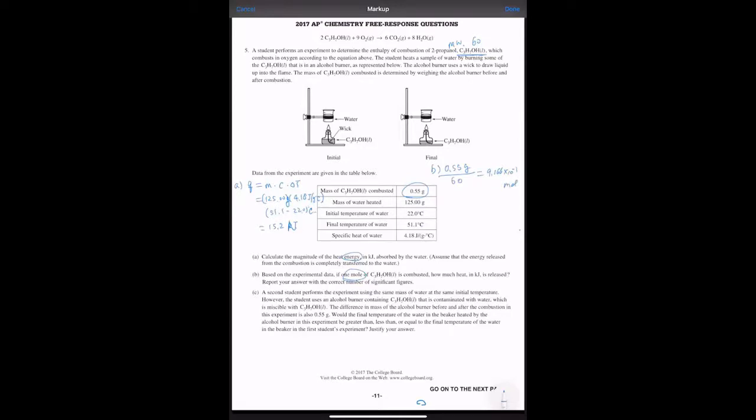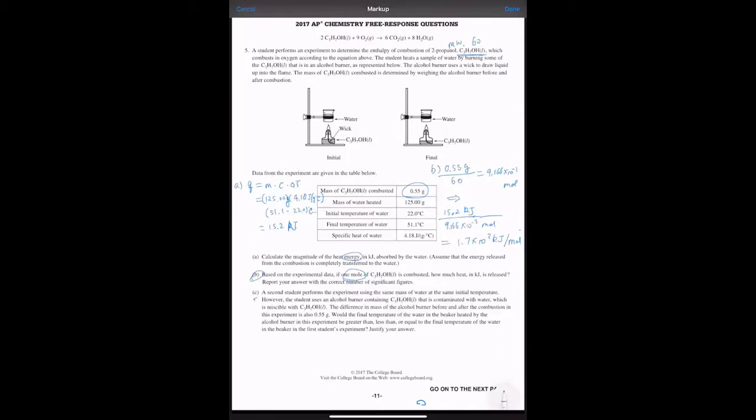So this is how much was combusted in this case, but we need to convert it to 1 mole. For 1 mole, it should be 15.2 kilojoule divided by 9.166 times 10 to the -3 mole. That gives you a final answer of 1.7 times 10 to the 3 kilojoule per mole. So this is for part B.